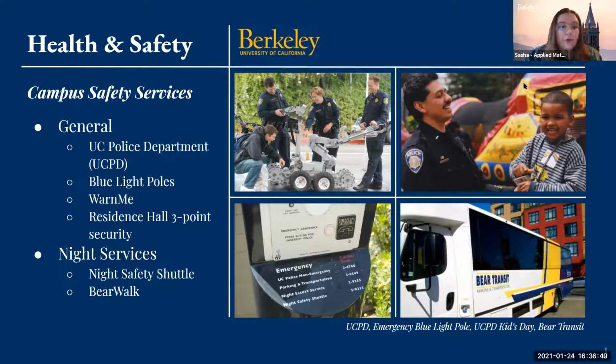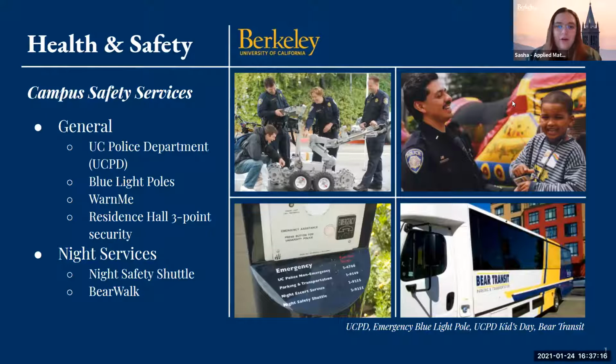We also have blue light poles located in various spots around campus as well as off campus. Apparently, you're supposed to be able to see one from anywhere you stand on campus. So if you see one and you are in danger, you can click it and a police officer or a service officer will be there within 90 seconds. We also have a program called Warn Me, which gives you text notifications if there's anything going on in or around campus as well.